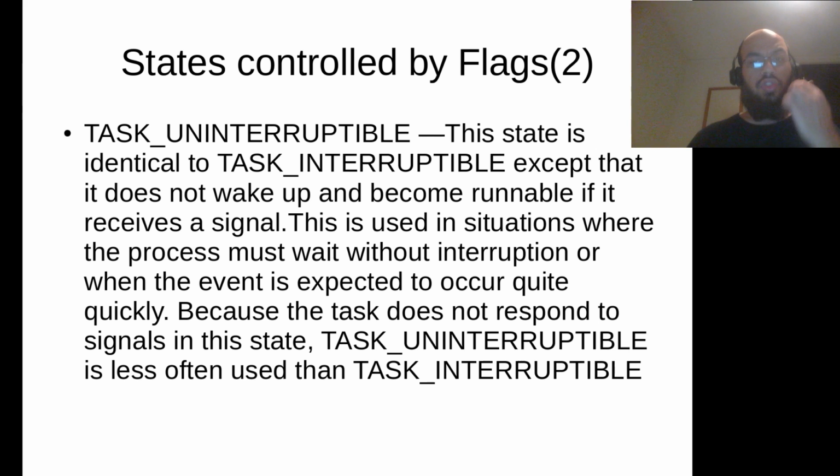This is used in situations where the process must wait without interruption, which is again very program specific, or when the event is expected to occur quite quickly. So you expect that this event is going to happen in a blast, and then you put it as task uninterruptible. But in general, you use this flag much less often when you are doing threading inside the kernel, because it reduces your chances as a thread to move from a waiting state to a runnable state.